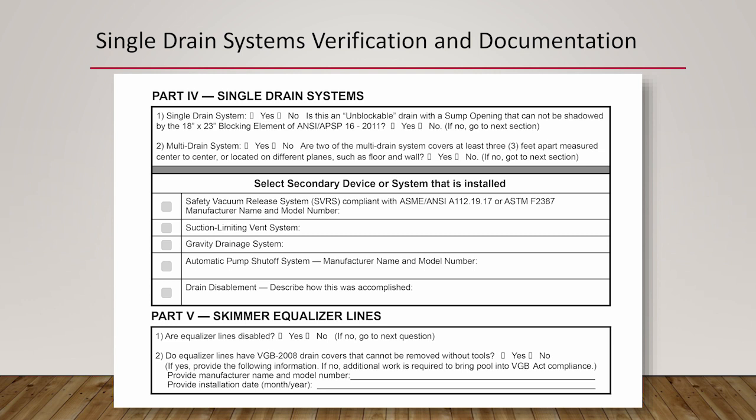And then automatic pump shutoff is just a pump motor that, when the vacuum gets too high, shuts itself off. And those are voluntarily certified by those manufacturers to the SBRS standard. Because there's performance: you block a drain, does it shut off? So they test to that, but the labeling doesn't match. They do that voluntarily. And then drain disablement is certainly an option under federal law.